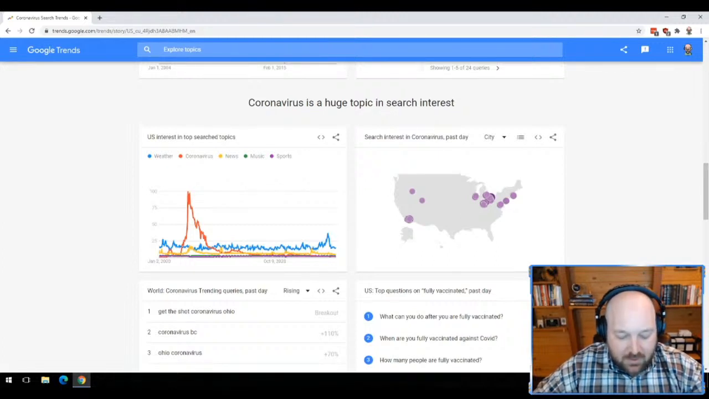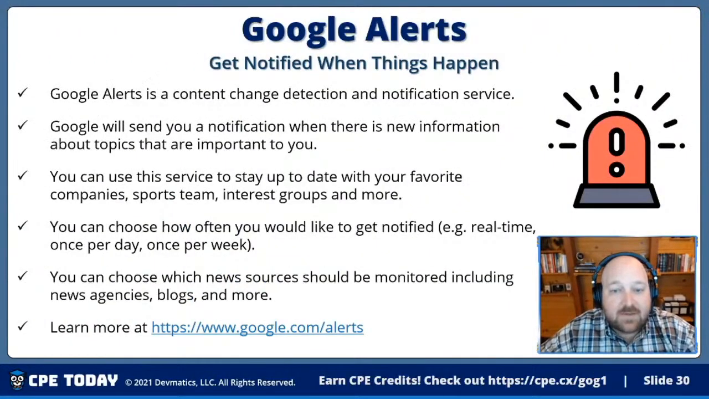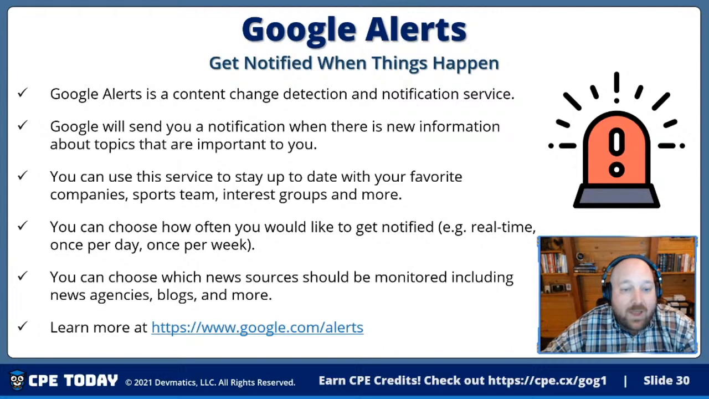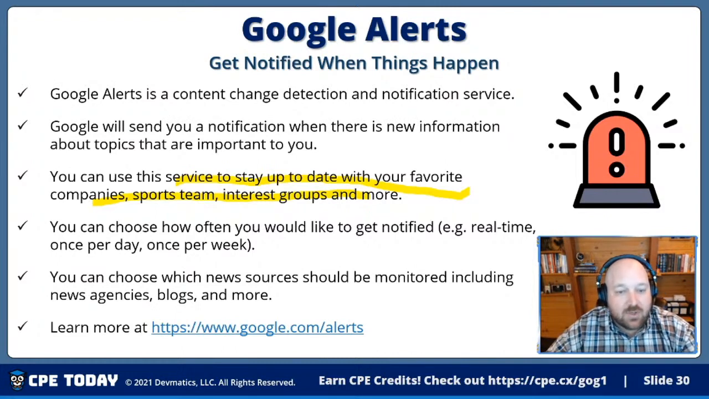So the last Google tool that we're going to take a look at is Google Alerts. This is one of my favorite tools because it allows me to stay up to date with respect to the different things that are occurring that are relevant to me and things that I want to keep an eye on. Google Alerts is a proactive notification that will send you an email when something gets published, when there's new information about something. It's a great way to stay up to date about your favorite companies, your sports teams, your interests, without actually having to go search for these terms yourself.